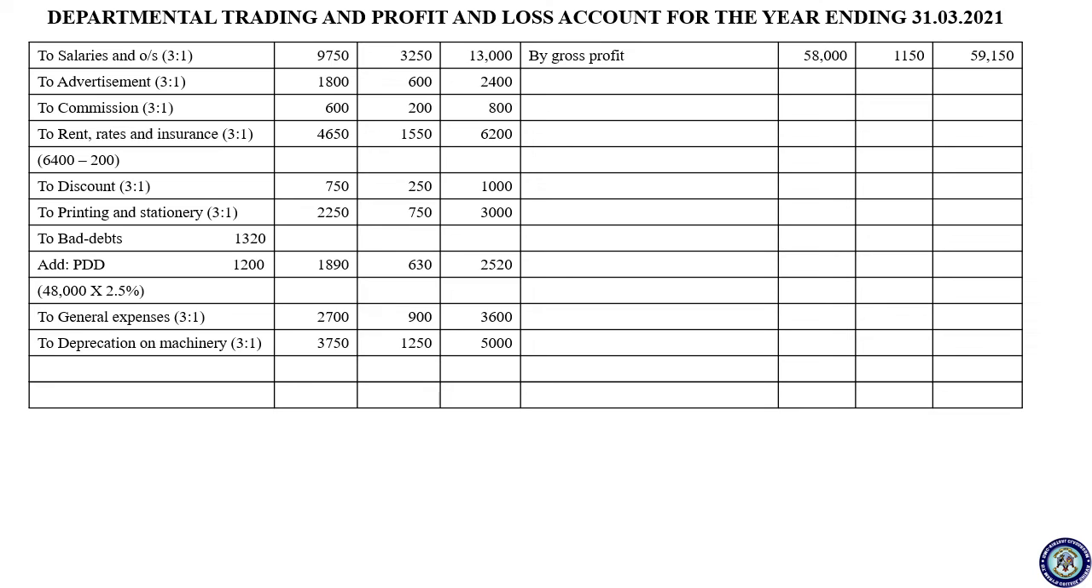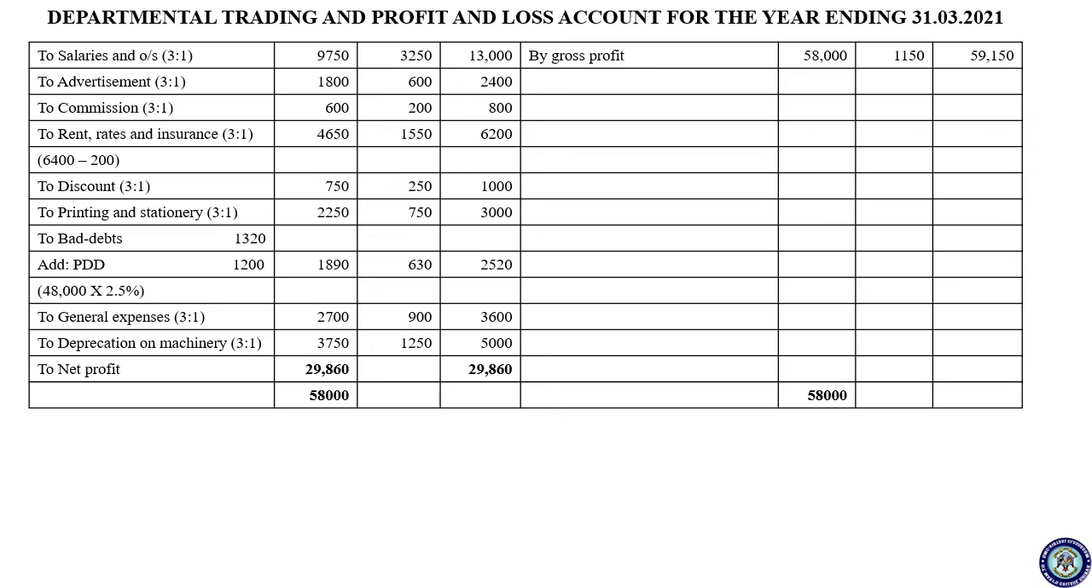Okay, now we have to find whether it is net loss or net profit. First you do the total of each department. When you compare department A debit and credit, your credit side is more, so it is net profit for department A. But when you compare department B's balance, debit and credit, your debit side is more than credit, so that is net loss.